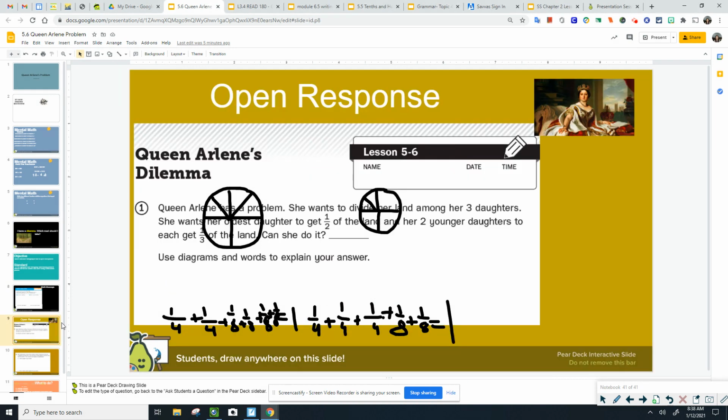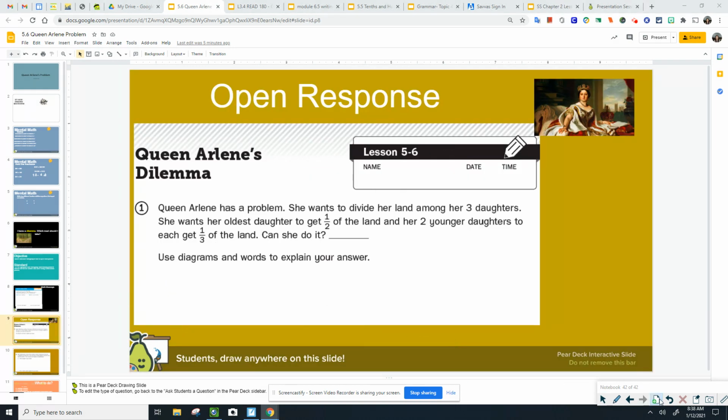And today, you guys are going to be working on an open response problem. So I'm going to read this problem. It says, Queen Arlene has a problem. She wants to divide her land among her 3 daughters. She wants her oldest daughter to get 1/2 of the land and her 2 younger daughters to each get 1/3 of the land. Can she do that? Okay. Remember, if you add up the 1/2 and the 1/3 plus the 1/3, it has to equal one whole.